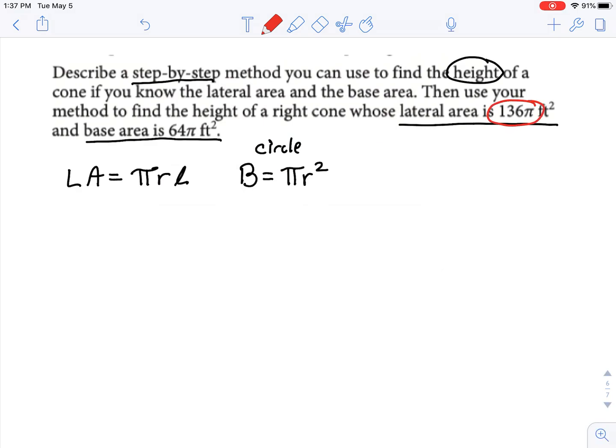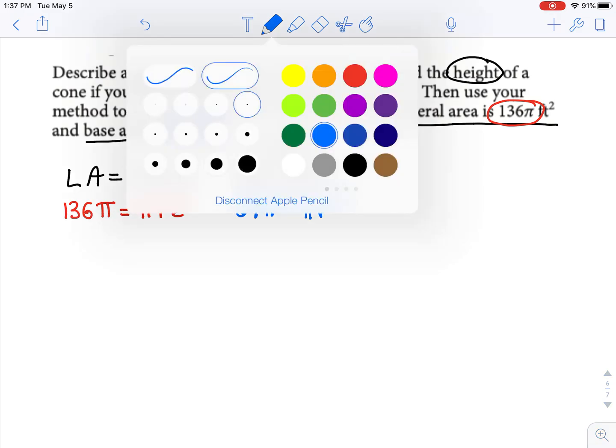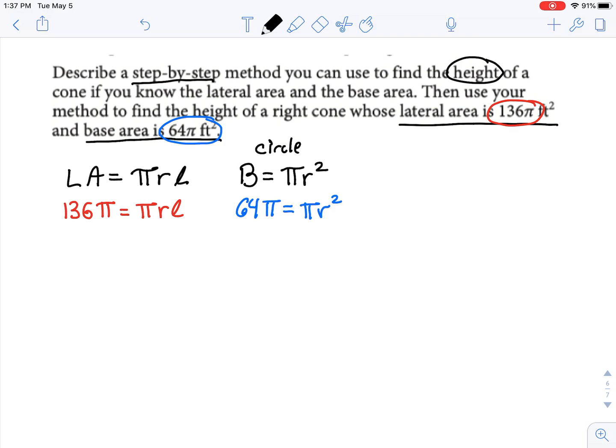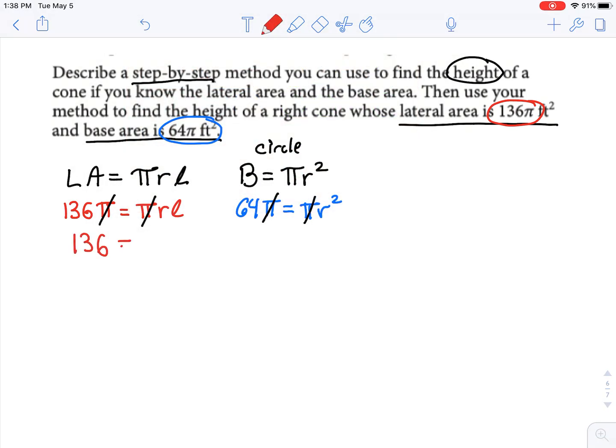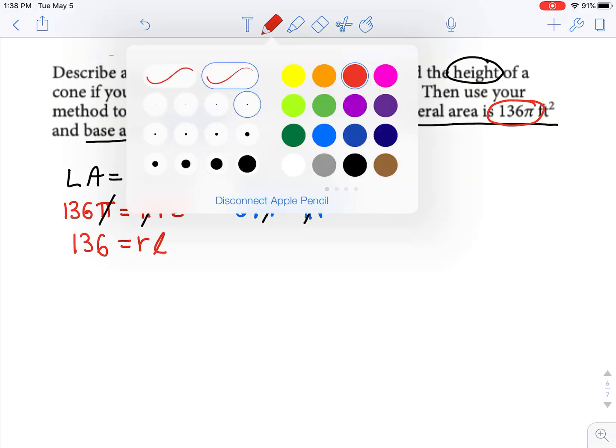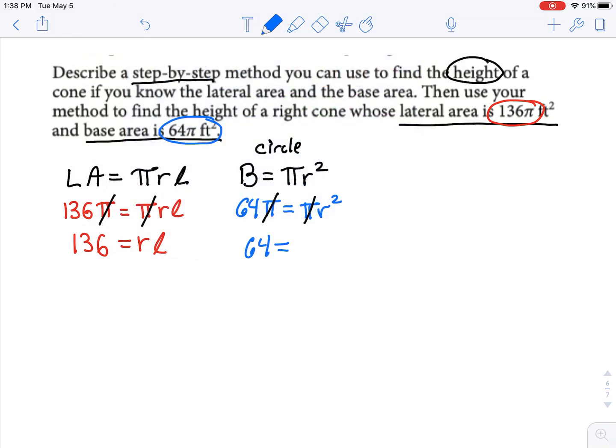So if we plug in what we're given, we know the lateral area is 136 pi, and we can plug that into this equation. We know that the area of the base is 64 pi, and we can plug that into this equation. Now in both equations, you'll notice that we have pi on both sides. And if I divide both sides by pi, then those are going to go away in both equations. That leaves us with an equation that says 136 equals radius times slant height. And for my second equation, I have 64 equals r squared.